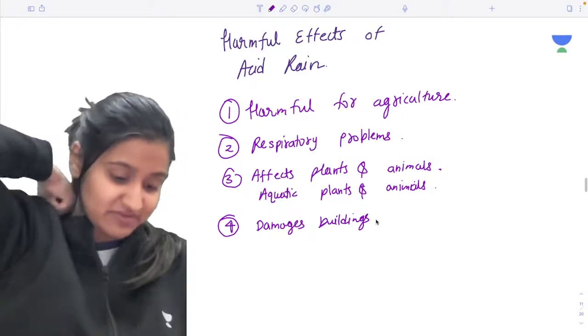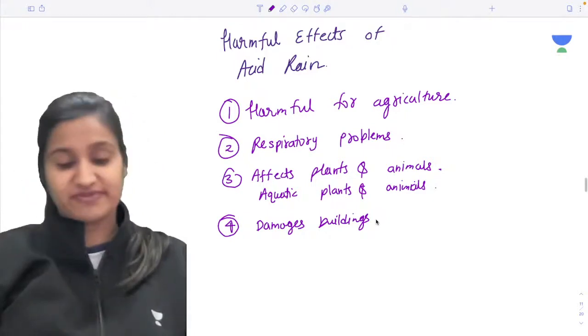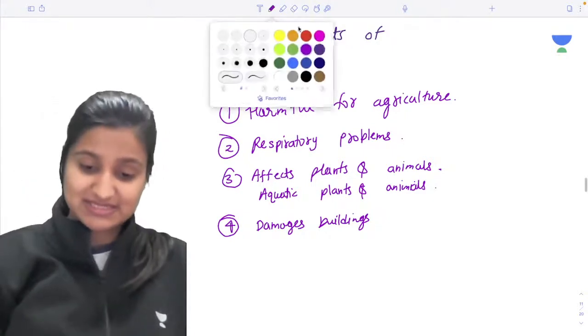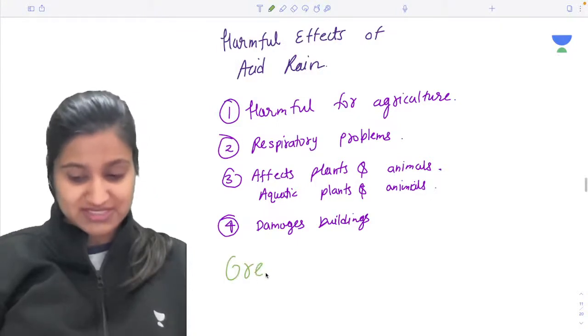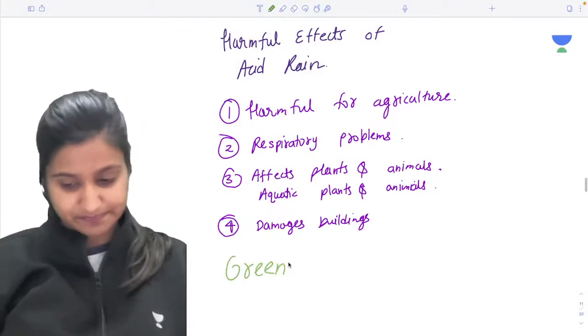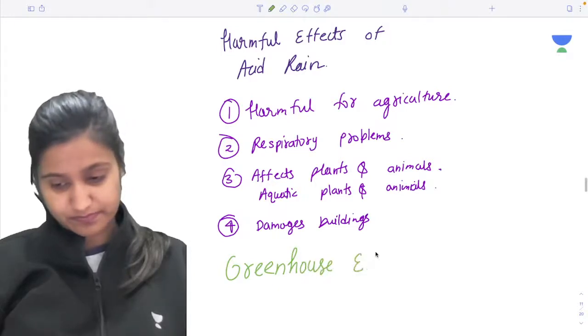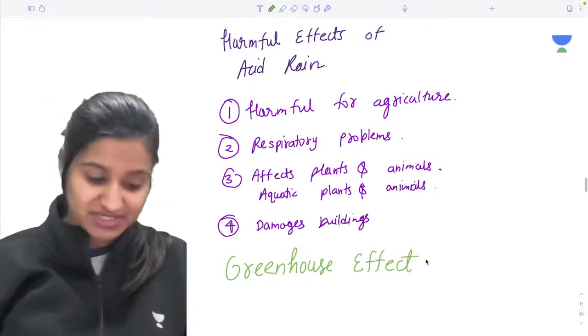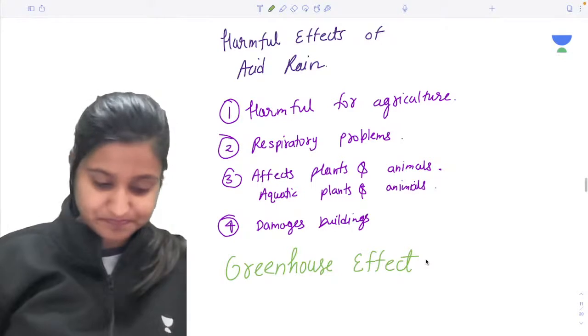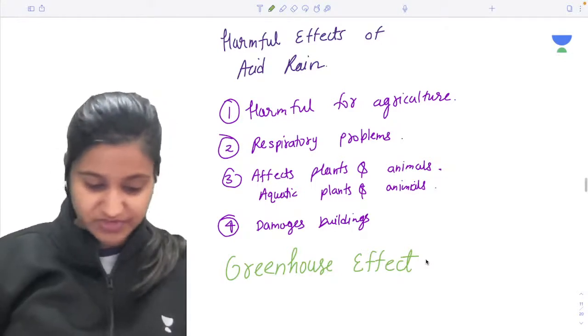Now the next thing that we have is the greenhouse effect. I believe that you all know what the greenhouse effect is. I believe you already know this. What is the greenhouse effect?